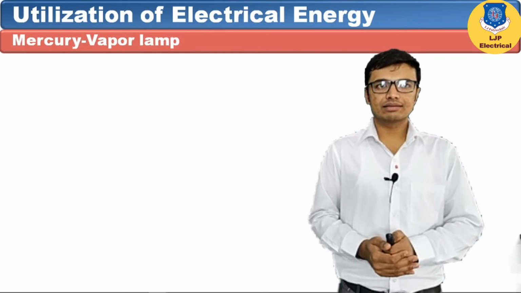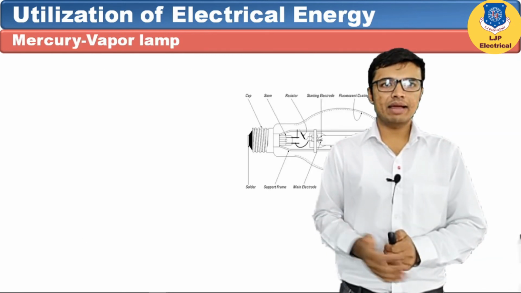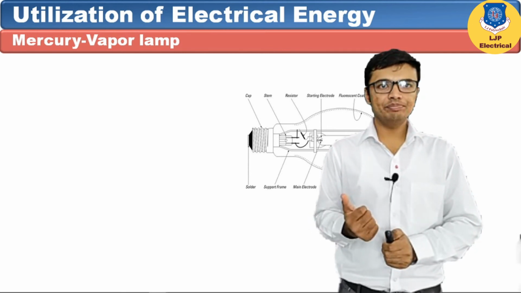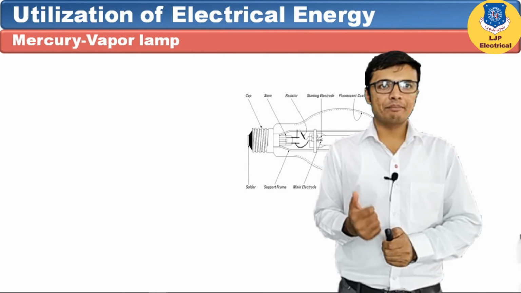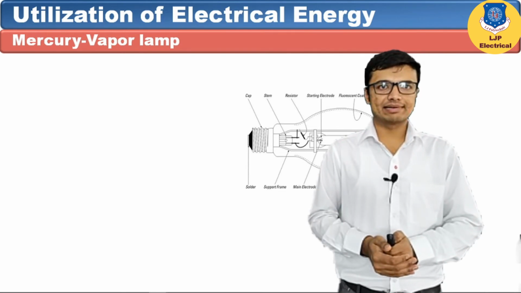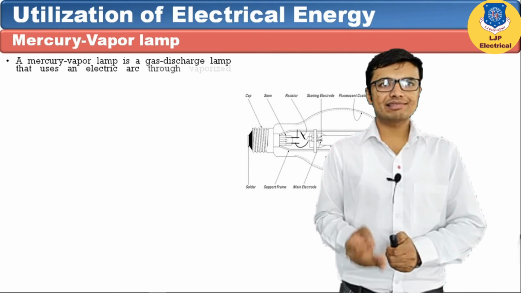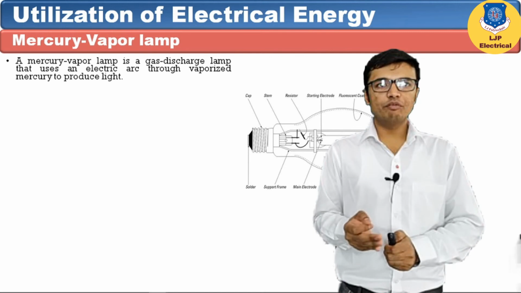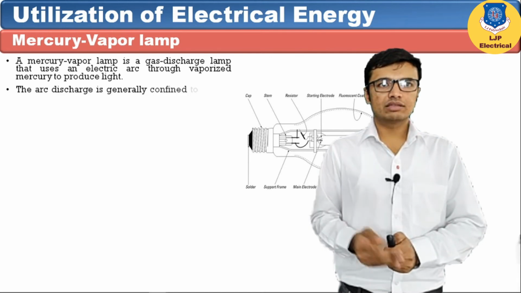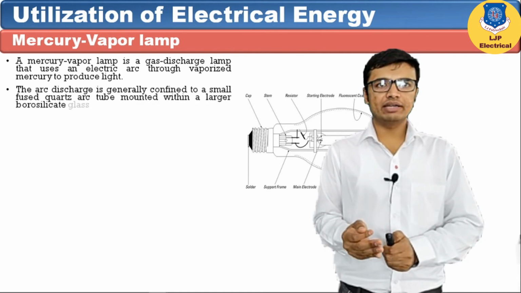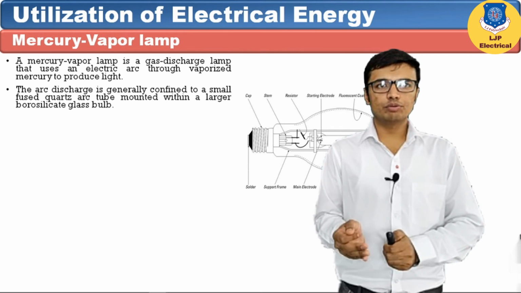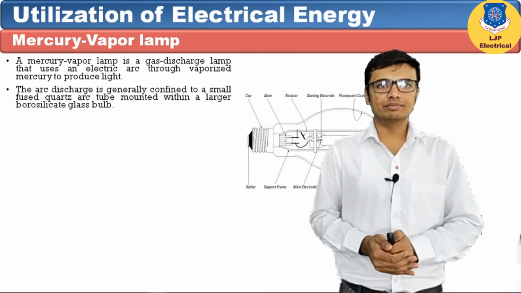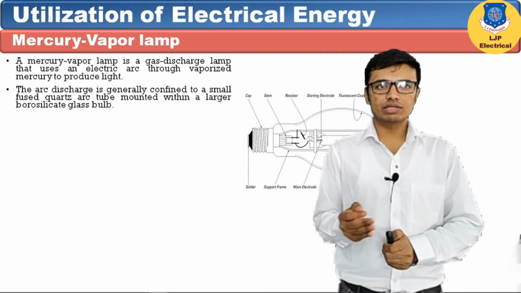Let's see last, that is a mercury vapor lamp. So this is a diagram of mercury vapor lamp. It has one glass bulb, stem, filament, starting electrode, main electrode, screw cap, terminal, etc. So mercury vapor lamp is a gas discharge lamp that uses the electrical arc through vaporization of mercury, which will produce the light. The arc discharge is generally confined to a small fused quartz arc tube, which is mounted within a larger borosilicate glass bulb.